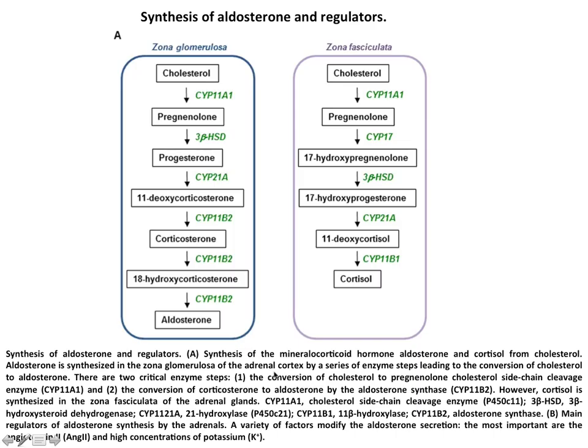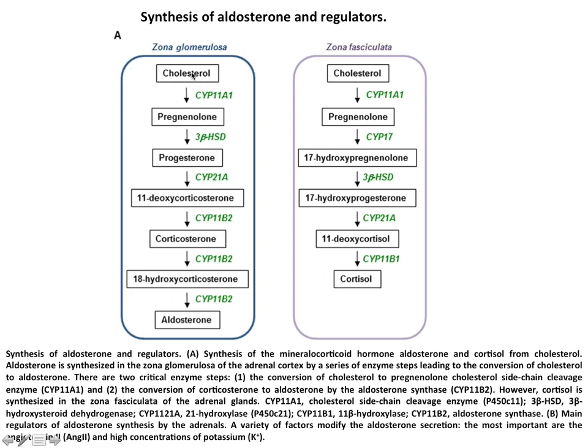Now the synthesis of aldosterone and regulators. Actually, aldosterone is a steroid hormone. It is made from the cholesterol. Similarly, cortisol is also a steroid hormone, and it is also made from the cholesterol. So here you can see the various steps and enzymes involved in the production of aldosterone as well as cortisol.